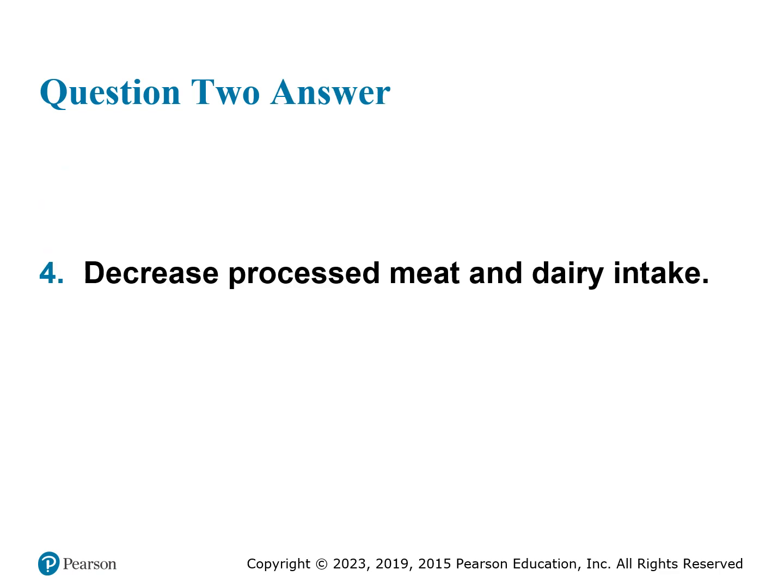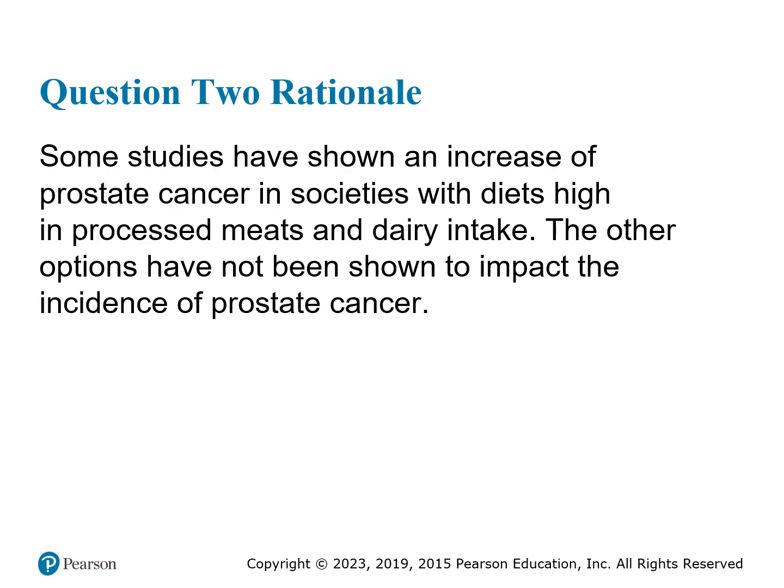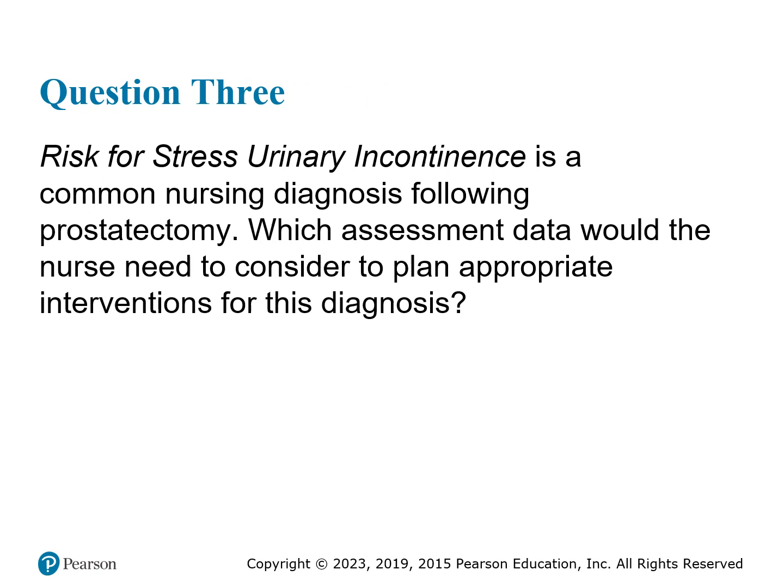And the correct answer is decrease processed meat and dairy intake. The rationale is some studies have shown an increase of prostate cancer in societies with diets high in processed meats and dairy intake. The other options have not been shown to impact the incidence of prostate cancer. And then your question 3.